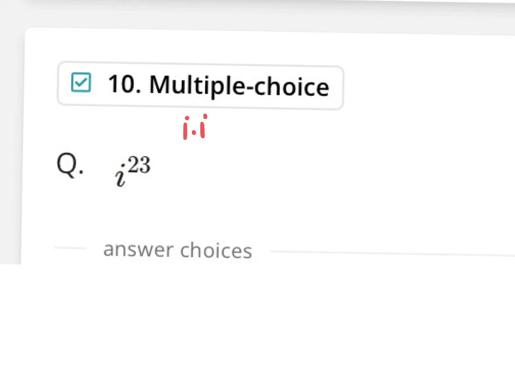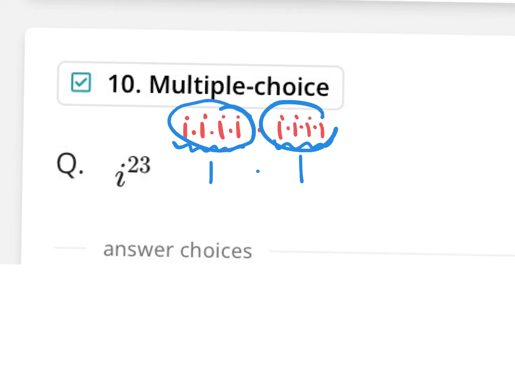There's i times i times i times i. That is barely 4 of them, but we know that i to the 4th is really 1, right? And then you have another i times i times i times i. That's another group of 4, and we know that i to the 4th is really 1. So if you have a bunch of i's that are grouped in 4, that ends up pretty much canceling out.